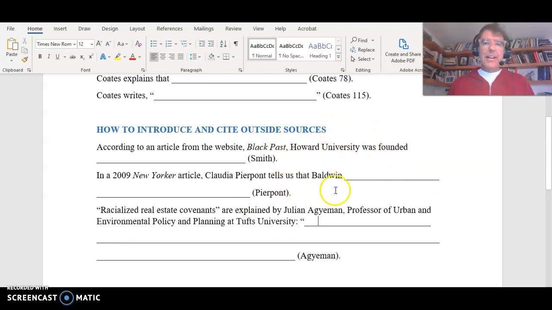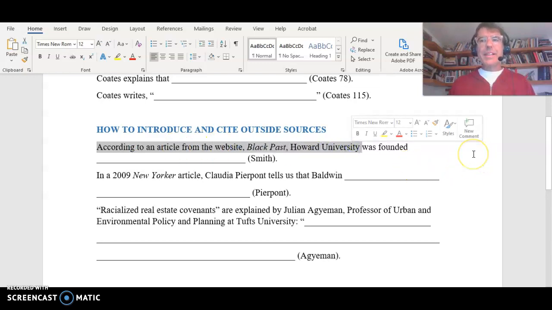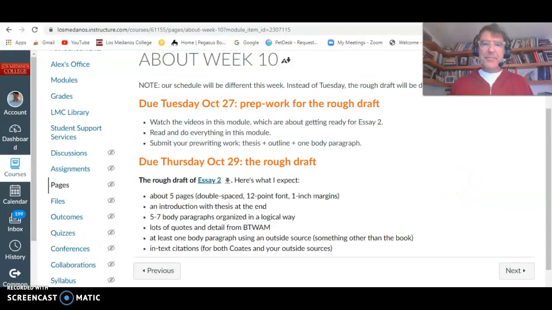So, the lesson again is always give a citation for all the information you give, the author's last name in parentheses. And in your sentence, tell your reader about your source of information. Okay? That's all I've got for you for now.